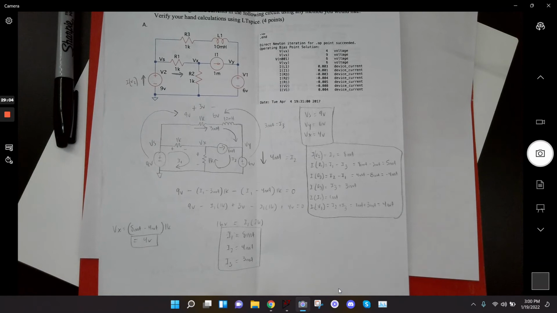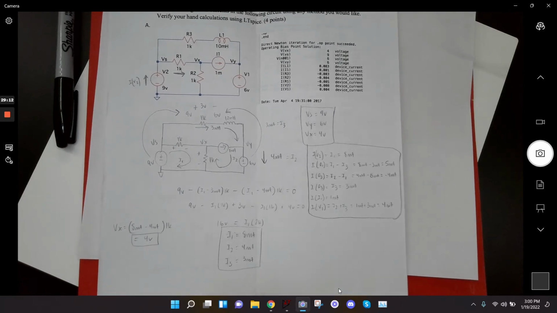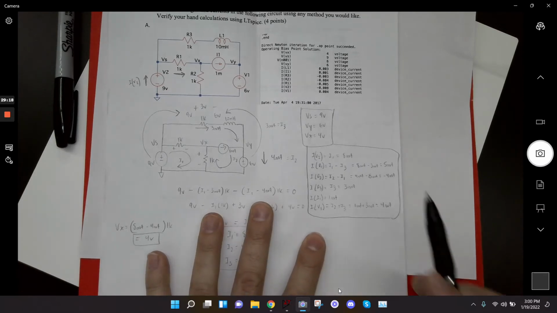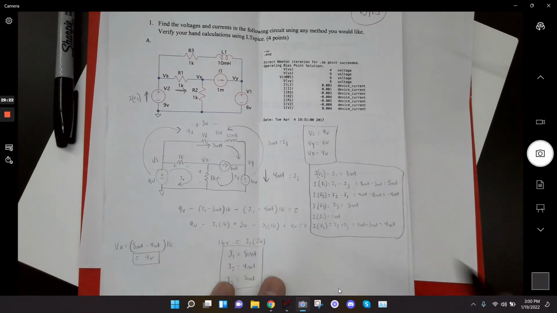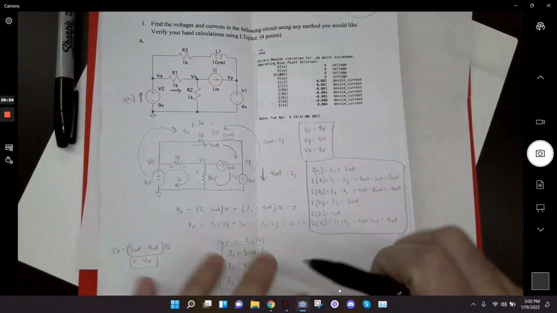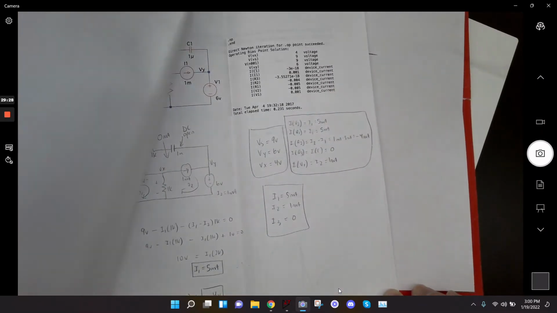Very, very rarely is the software wrong, but it can happen if some settings are off. If something like that happens, make sure a couple of times that it's not you, and then come to me and ask me what the heck's going on with LTspice. So yeah, this is what your homework should look like: LTspice and then your hand calculations all on the same page. That's how I did it throughout the whole homework.